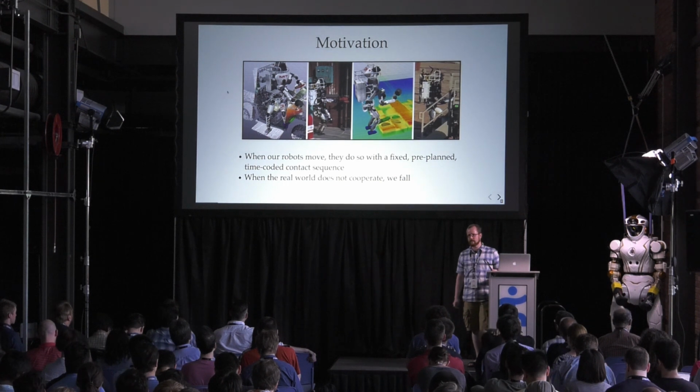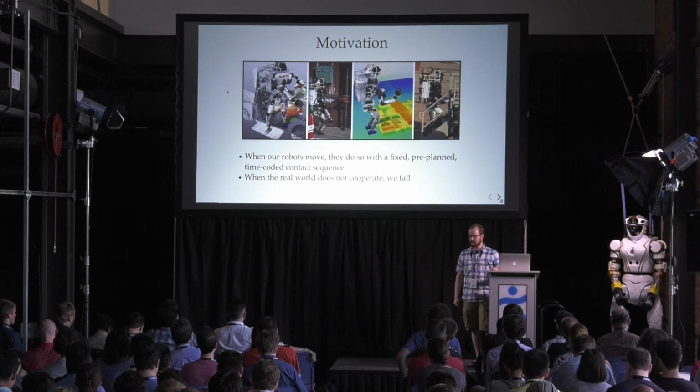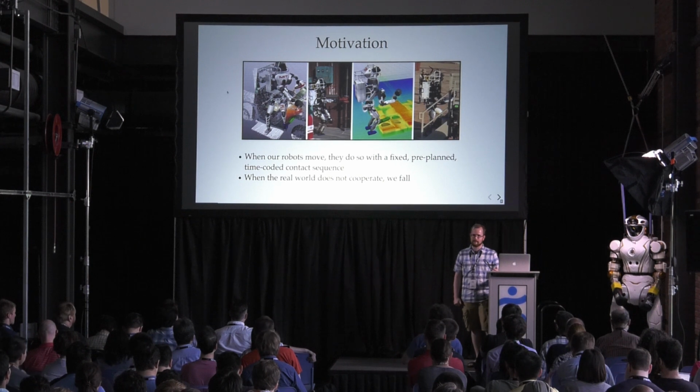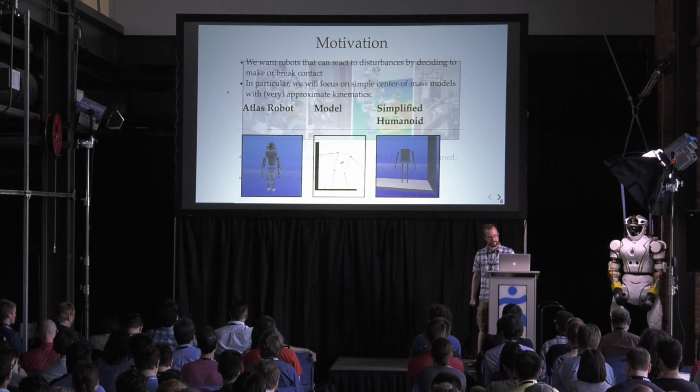So the motivation is still the same as it was last year when I was here. We want controllers that don't just fall apart spectacularly when something bad happens. So at the DRC, we fell apart pretty spectacularly when there were unmodeled contacts between the robot and the world. We want the robot to exploit contact, not to be absolutely terrified of it.